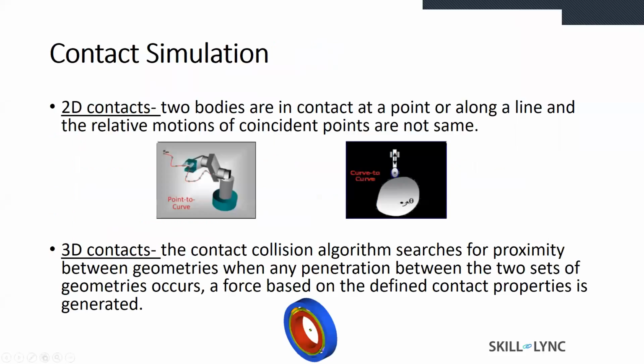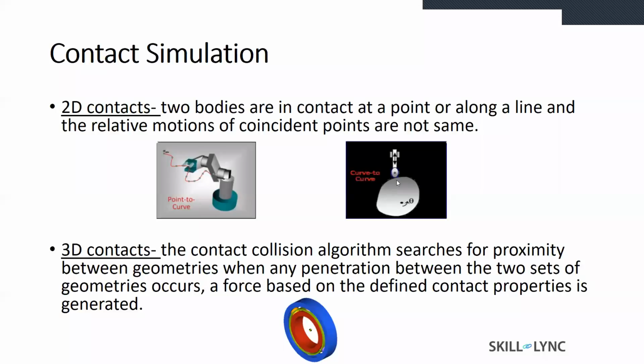Okay. Now I'll be talking about contact simulation, which is also another important topic in multibody dynamics. So, in contact simulation, we have the 2D contacts as well as the 3D contacts. When two bodies are in contact at a point or along a path, then the relative motion of these coincident points is not the same. So then we call it a 2D contact.